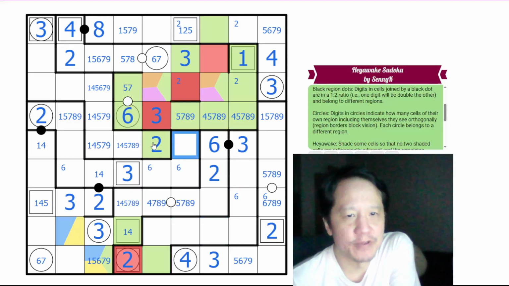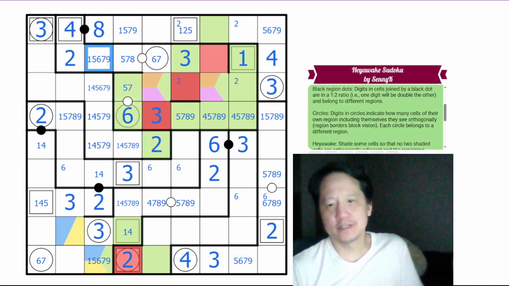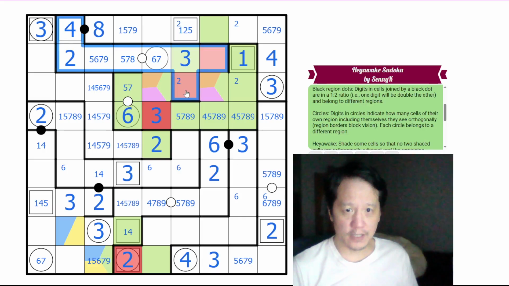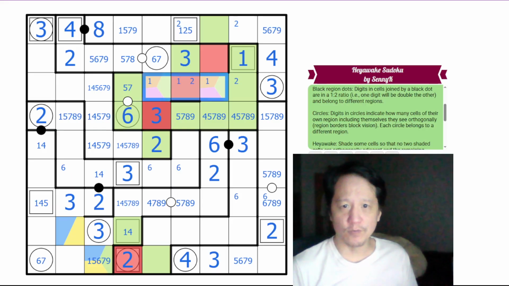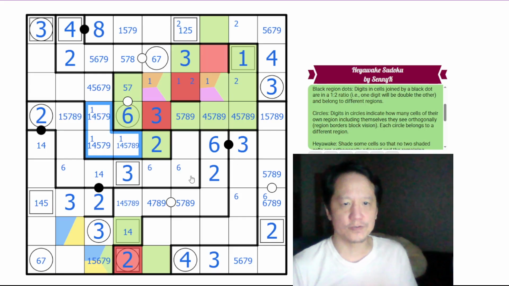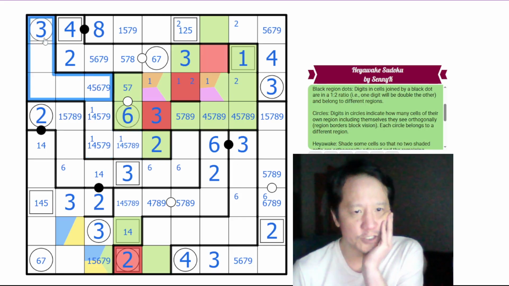Yeah, I'm not good with Heyawake, so it's going to be slow for me. 1 eliminates 1 here. This needs access to a 1, and it's going to have to be one of these two, because this is all part of the same region. I guess this could be 1 also. So we have 1 in one of those 3, which means this cannot be 1 here. None of these could be 1, so 1 has to be one of these 3 for this region.